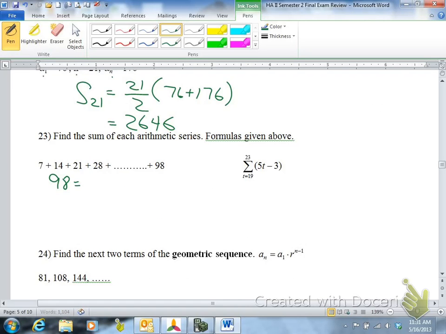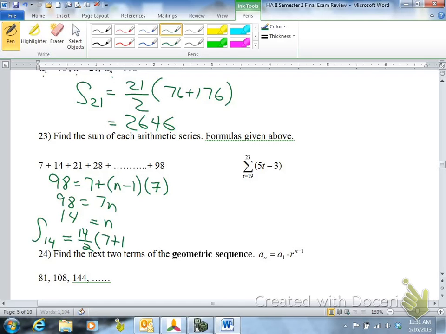98 equals 7 plus n minus 1 times d. d is 7 because you're adding 7 every time. When you simplify that, you would get 7n. n is 7 goes to 14. n is 14. So now we can do S sub 14, the sum of 14 times 14 over 2, the first term plus the last term. 7 times 105 is 735.